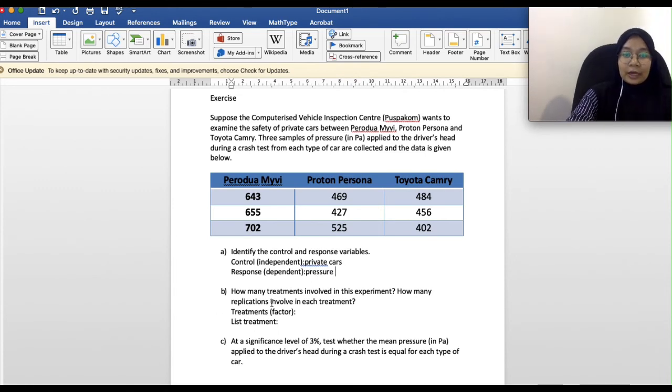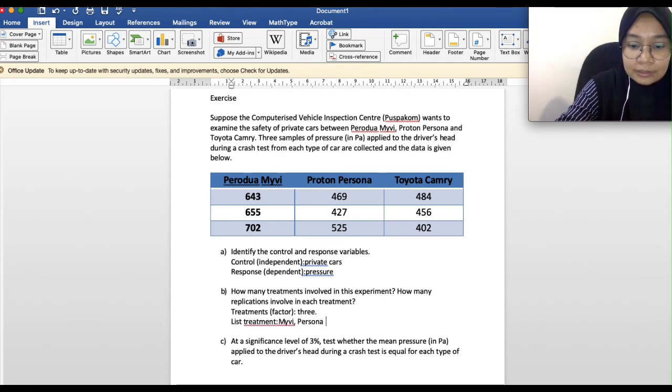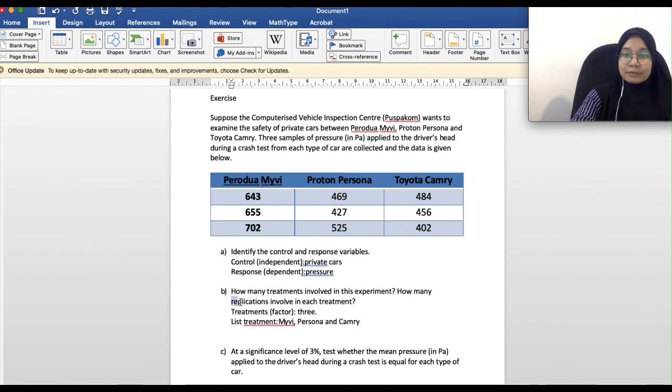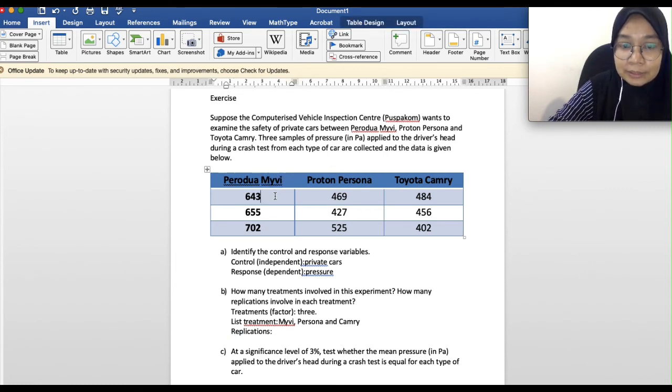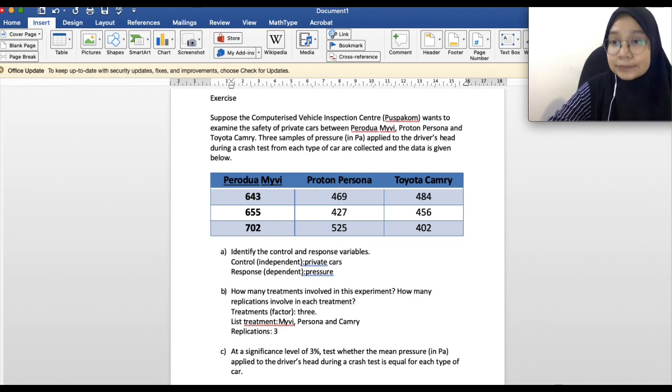Okay, so how many treatments are involved in this experiment and how many replications are involved in each treatment? So treatment comes from the independent variable. Private cars is the independent. So how many private cars do we have? We have 3. So treatments is 3. So what is the treatment? Treatment is Myvi, Persona and Camry. Okay, next, how many replications are involved? Replications means that for each treatment, how many experiments you do for each treatment. For example, Myvi, how many data do we have? 3. So replications is equal to 3.